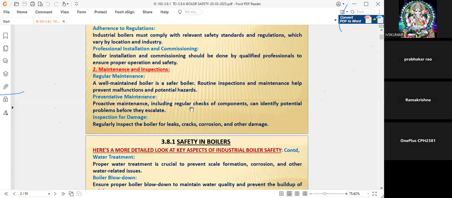Therefore, when the inspector gives the certificate, it is mentioned there, and if we look clearly, the next due date of the boiler is also there.